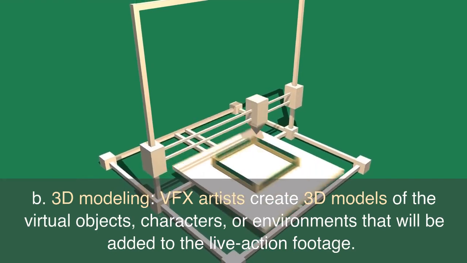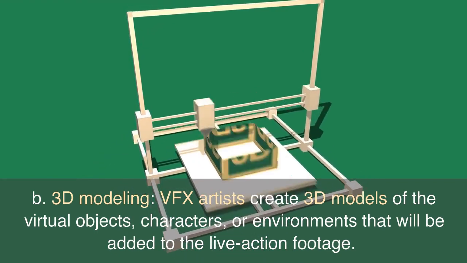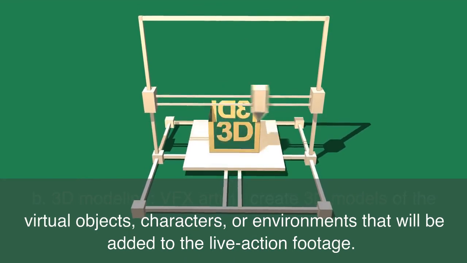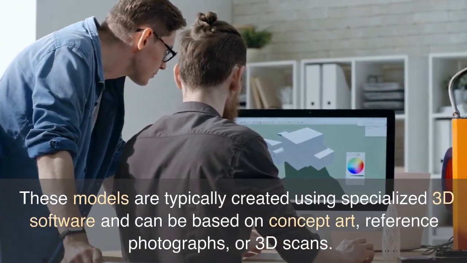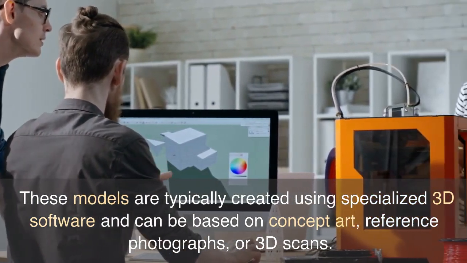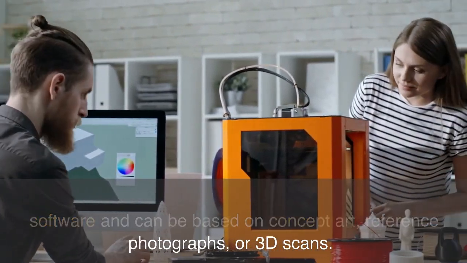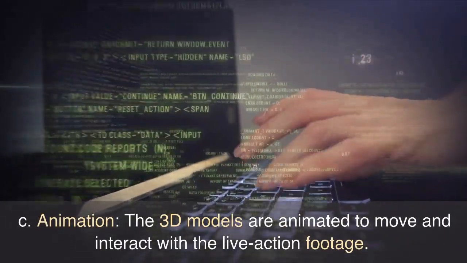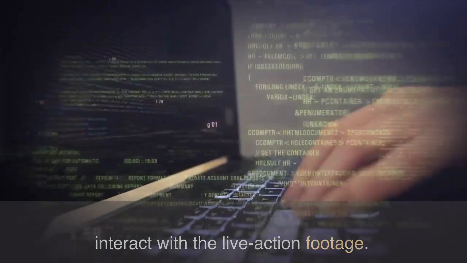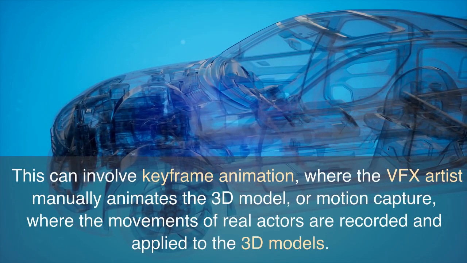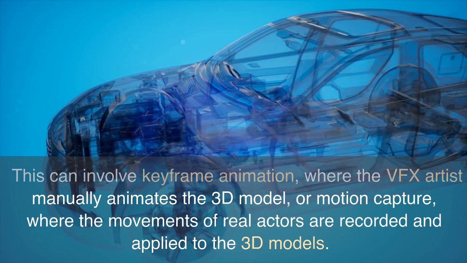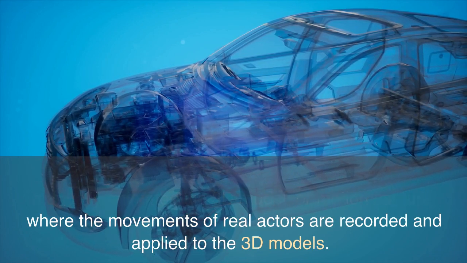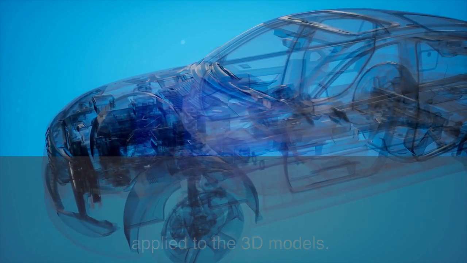b. 3D modeling. VFX artists create 3D models of the virtual objects, characters, or environments that will be added to the live-action footage. These models are typically created using specialized 3D software and can be based on concept art, reference photographs, or 3D scans. c. Animation. The 3D models are animated to move and interact with the live-action footage. This can involve keyframe animation, where the VFX artist manually animates the 3D model, or motion capture, where the movements of real actors are recorded and applied to the 3D models.